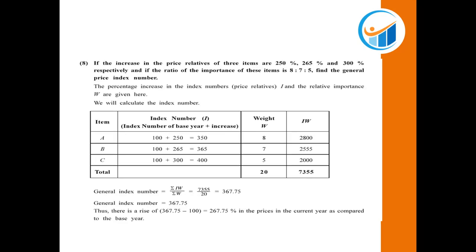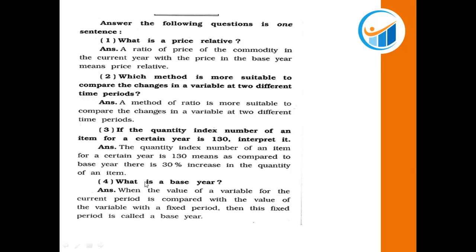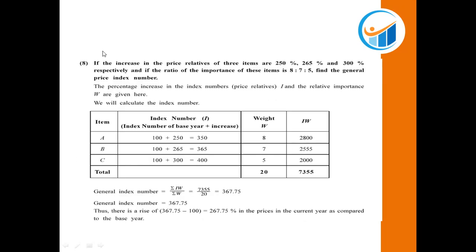That is sum number 8 in illustration 24. Now here what is given, I will explain one by one, and accordingly which formula you can apply, I will explain. You see what is given in the question, beta. If the increase in the price relative of 3 items are, increase in price relative in percentage compared to the base year, given as 250% for the first item, 265% for the second item and 3% increase for the third item.